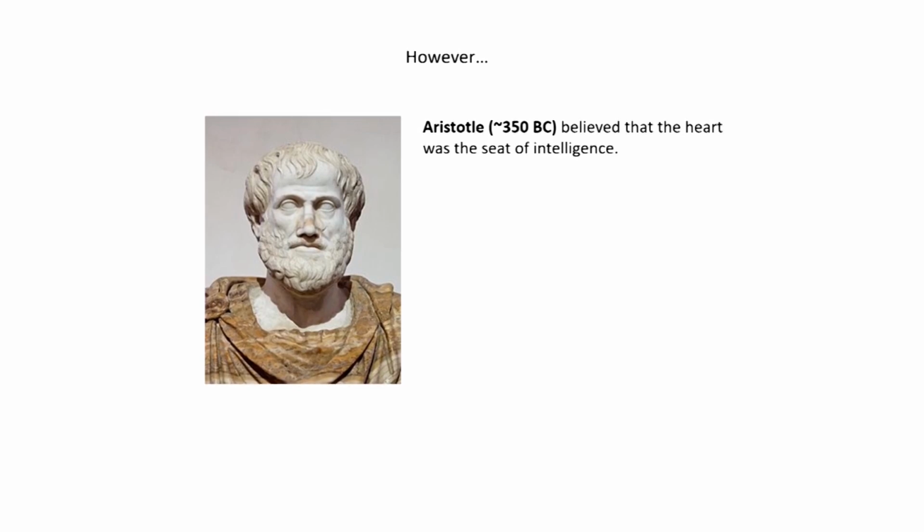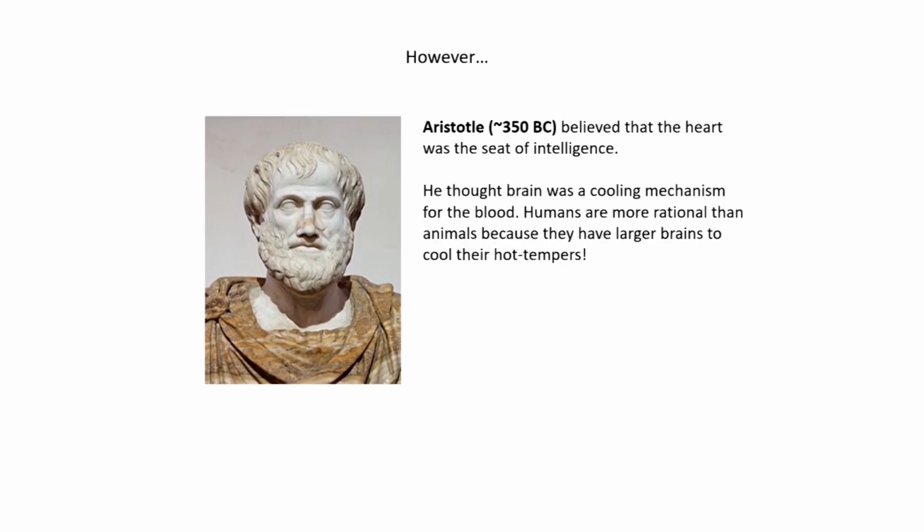So he thought that the brain is just a cooling mechanism for the heart. The brain is sitting up there and it's radiating the heat out and keeping the heart cool. And he thought that that very nicely explains why humans are more rational than other animals, because of course they have bigger brains to cool their hot tempers. So that's what he thought, and even in today's world we can see some resonance of this kind of idea when we use terms like memorizing by heart or heartfelt thanks. We are somehow implicating the heart in these kinds of cognitive functions.